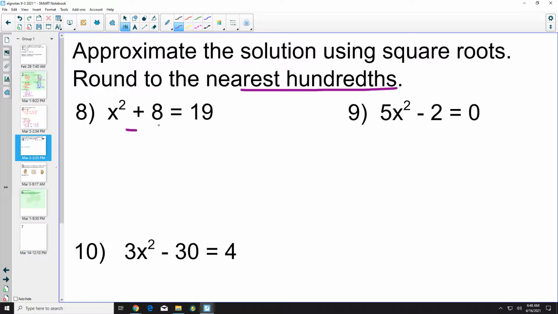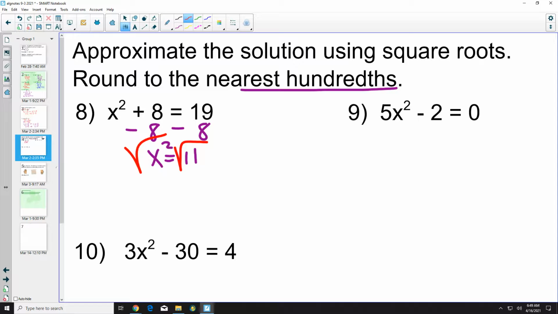Okay, first step, subtract 8, so we get x squared equals 11. Now I have x squared by itself on one side. I'm going to take the square root of both sides. So I'm taking the square root of 11. If I use my calculator, it is going to be a non-terminating decimal.